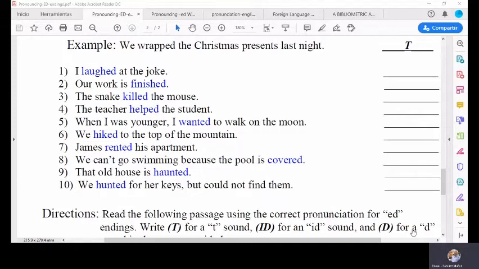We can't go swimming because the pool is covered. That old house is haunted. We hunted for her keys but could not find them. If you're asking the difference between this word and this one, this is haunted and this one is hunted. Haunted, hunted. Okay, now let's take a look at the second exercise.